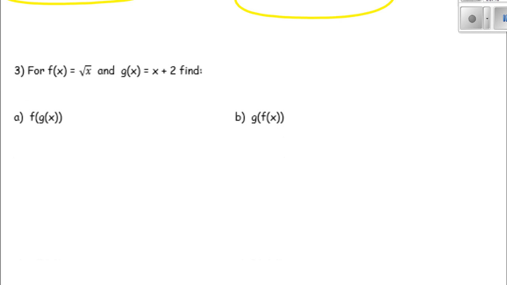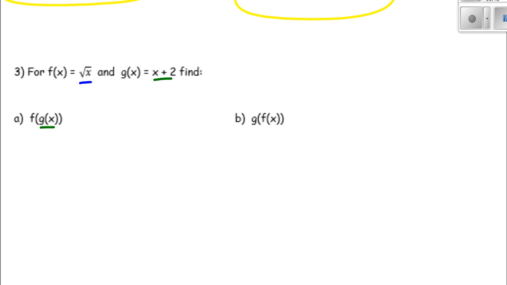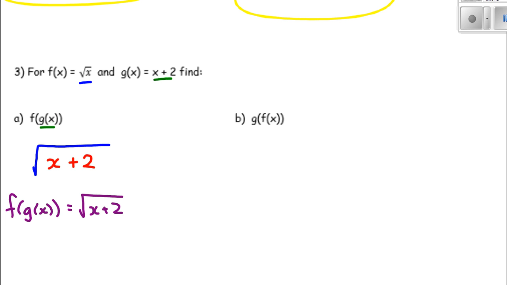Now some more examples, got some new functions here to work out. F of x is square root of x, g of x is x plus 2. So find f of g of x means sub g of x into f of x. So f of x is the big square root, and into where we've got x in there, we're going to replace that with x plus 2. That's g of x has been subbed in. So that looks like that one's been done, because that looks simplified already, doesn't it? So that's f of g of x equals square root of x plus 2. Simplified already.